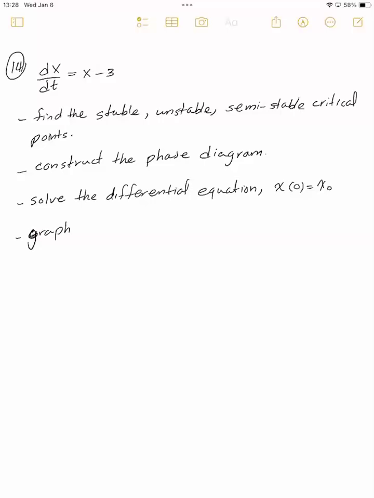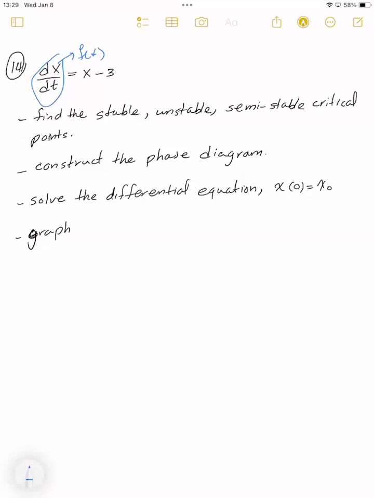So for question number 14, it says solve the equation f of x equals 0 to find the critical points of the given autonomous differential equation. Analyze the sign of f of x. So this is your f of x at the moment. dx/dt is considered, this is your f of x.